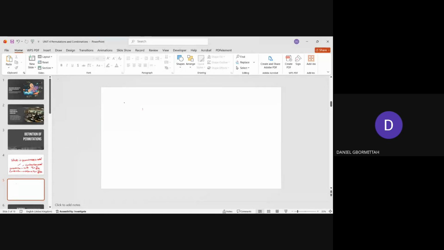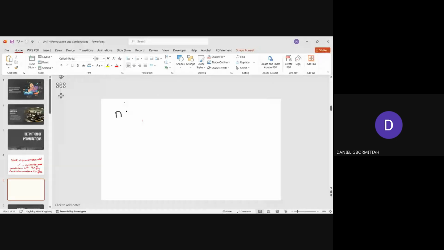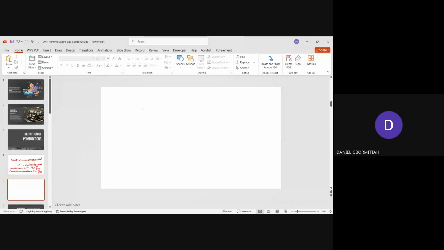Okay, so you can be given a problem like this. n plus 2 divided by n factorial. So you can have n plus 2 divided by n factorial.